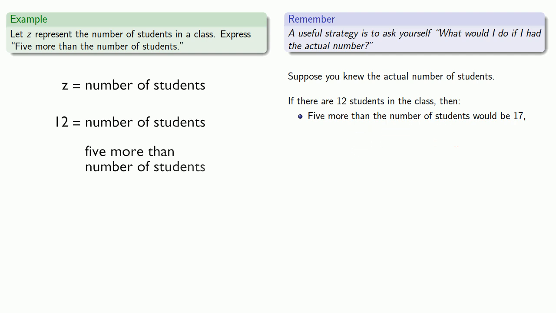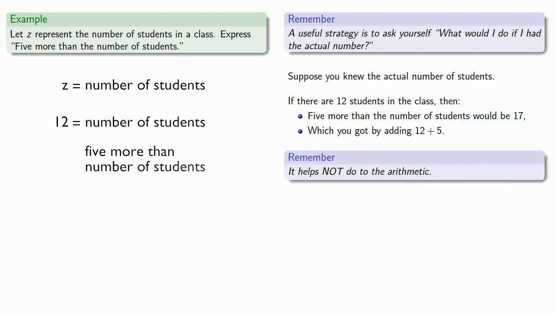Now, an important component of mathematics and life is asking yourself, how did I get that? And you probably got the number 17 by adding 12 plus 5. And here's an important idea. It helps not to do the arithmetic. So we want to write down 5 more than the number of students as 12 plus 5.